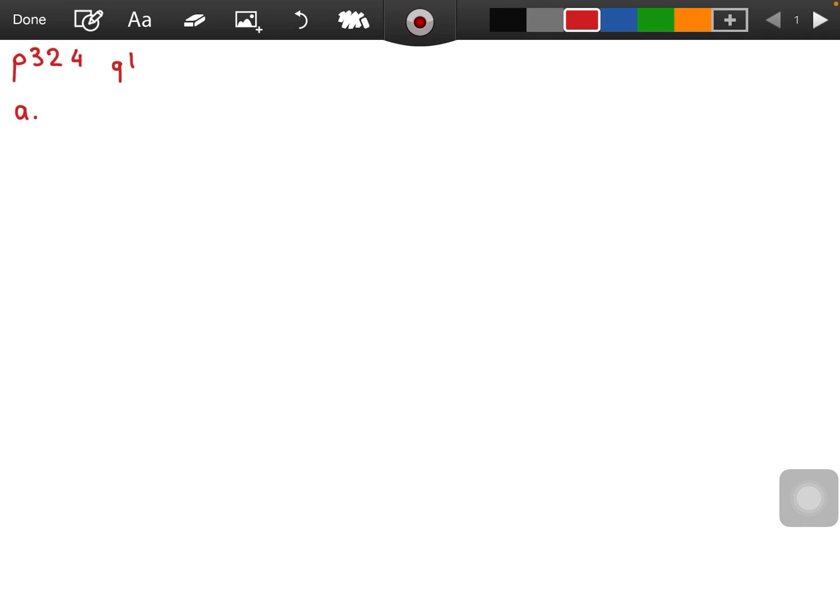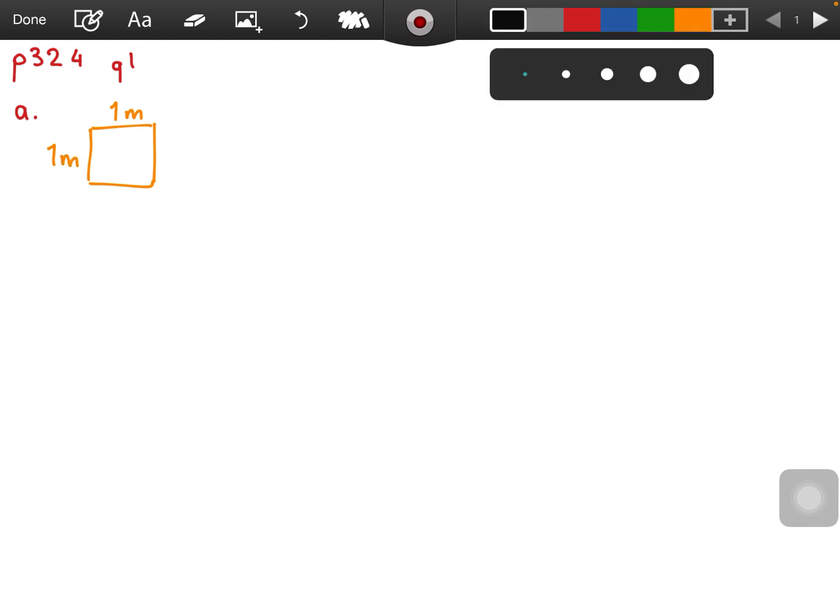Okay, so we're just going to fly through questions 1 to 3 on page 324. Question 1A says, find the area in meters squared of a square of side 1 meter. So it's literally a square like this, 1 meter and 1 meter. So we need to find the area in meters squared.